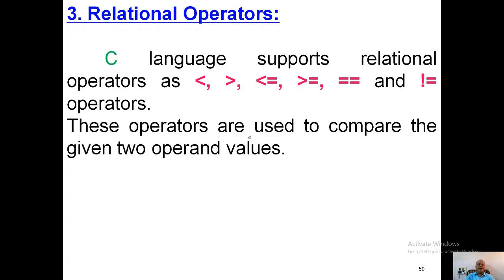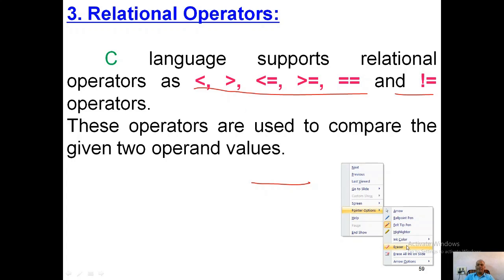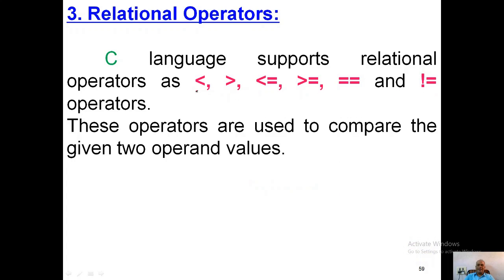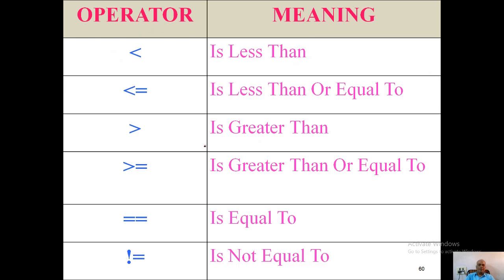Next operators are relational operators. C language supports relational operators as less than, greater than, less than or equal to, greater than or equal to, equal to, and not equal to. These operators are used to compare the given two operand values.